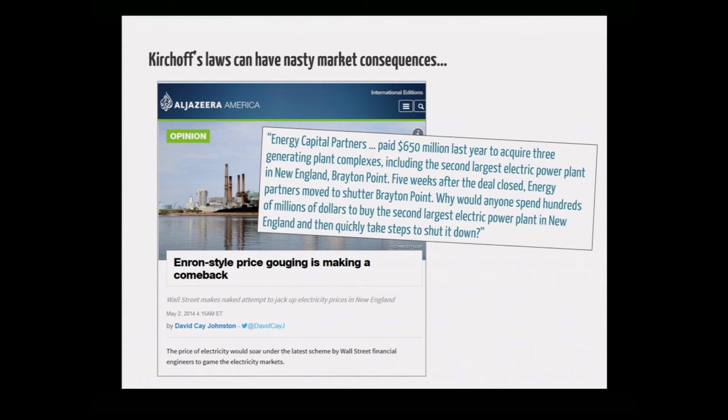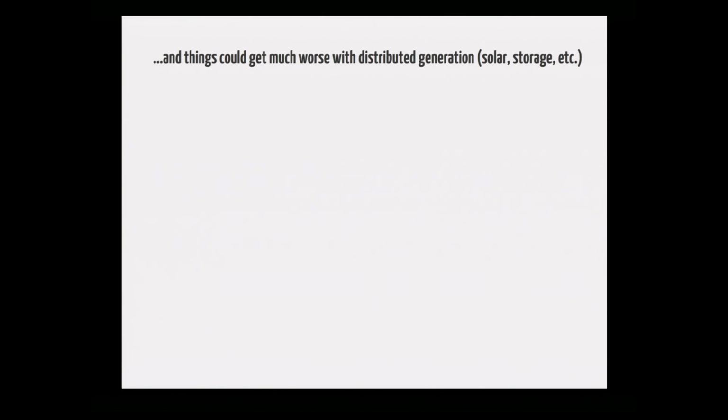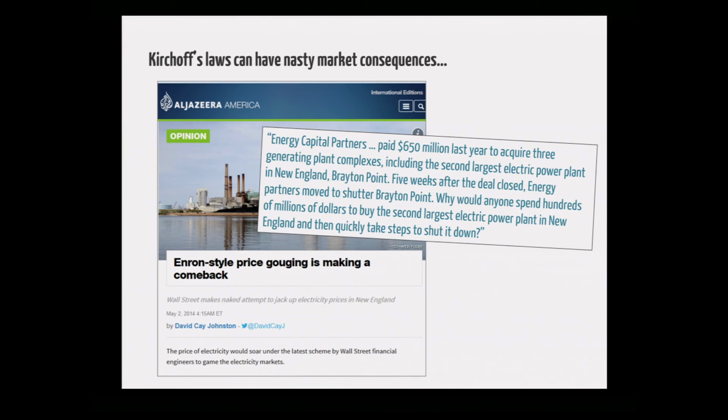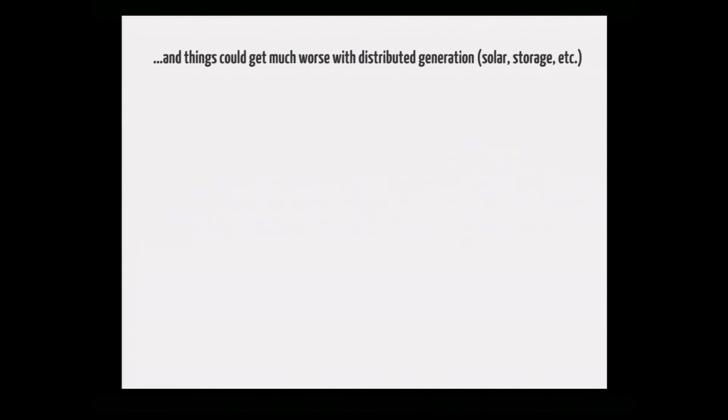And this was a completely rational decision because by shutting it down, the network constraints bound in a way that they increased prices for the fleet that they already owned, and the calculations that I've seen, they made back this $650 million in less than a year. So manipulations are possible, they happen, and nothing that I've said so far has anything to do with uncertainty, but they're going to get worse with uncertainty.